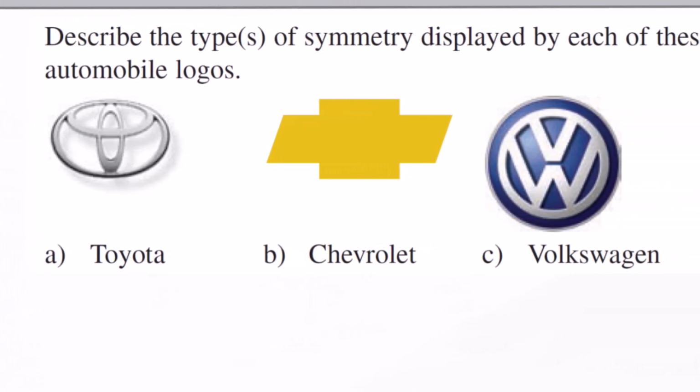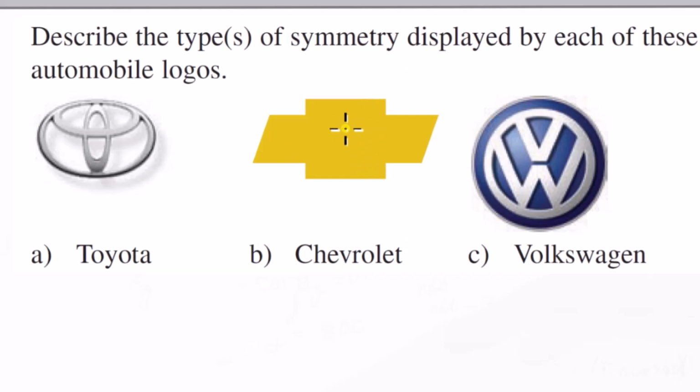Okay. Now the Chevy logo, it's tempting to say it's going to have a vertical, maybe even a horizontal line of symmetry, but no, because if we take this point, for example, and we want to find its corresponding point relative to the vertical line of symmetry, we're going to come to about right here, the perpendicular bisector. So no. And same idea with the horizontal line of symmetry. If we try to find the corresponding point here, it's not going to work.